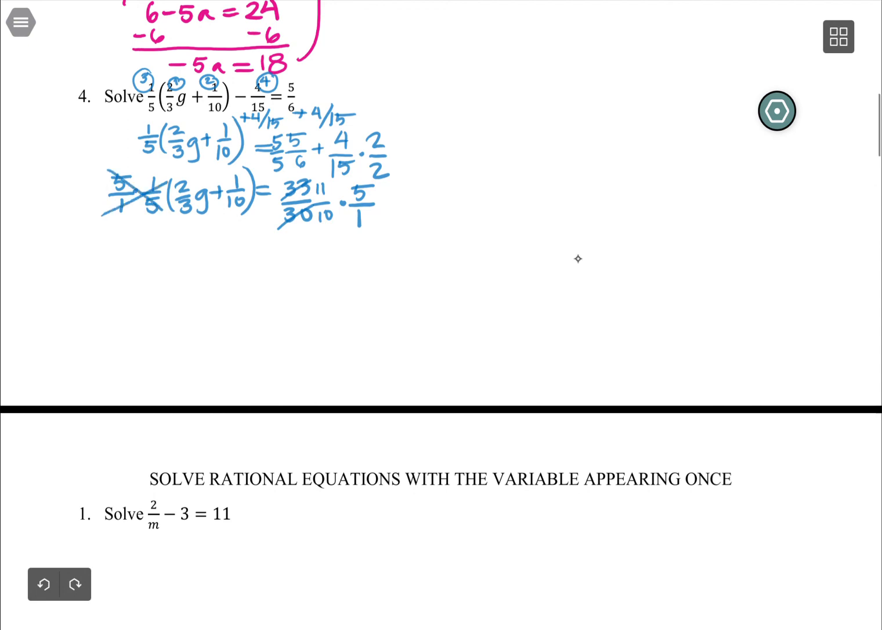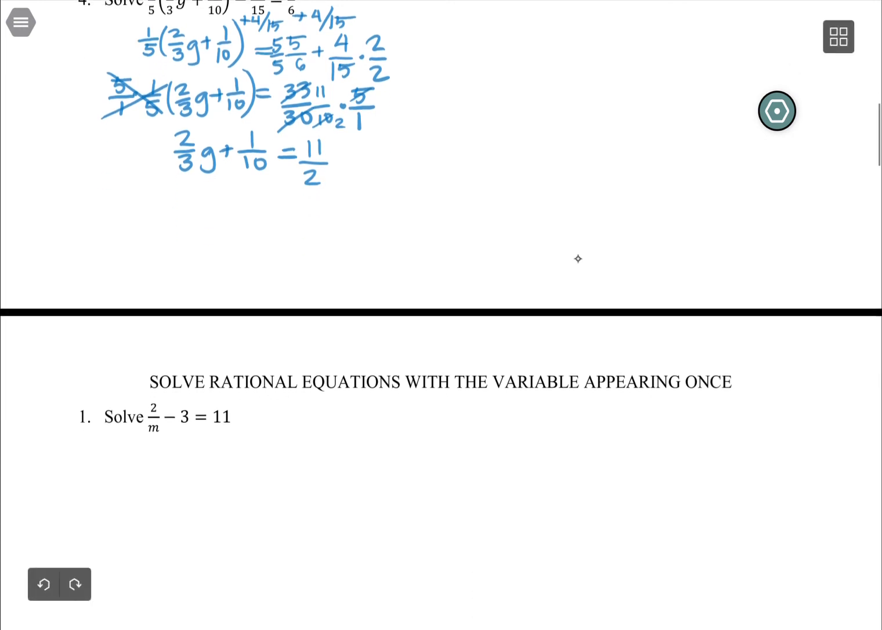So the left-hand side now has a 2/3 g plus 1/10. The right-hand side I can reduce a little again. I can cancel out a 2. Is 11/2. Okay, so we're getting low on operations here. There's only 2 things being done to g on the left-hand side. The last thing would be adding 1/10, so we'll subtract that, and we'll say 2/3 g equals 11 over 2 minus 1/10.